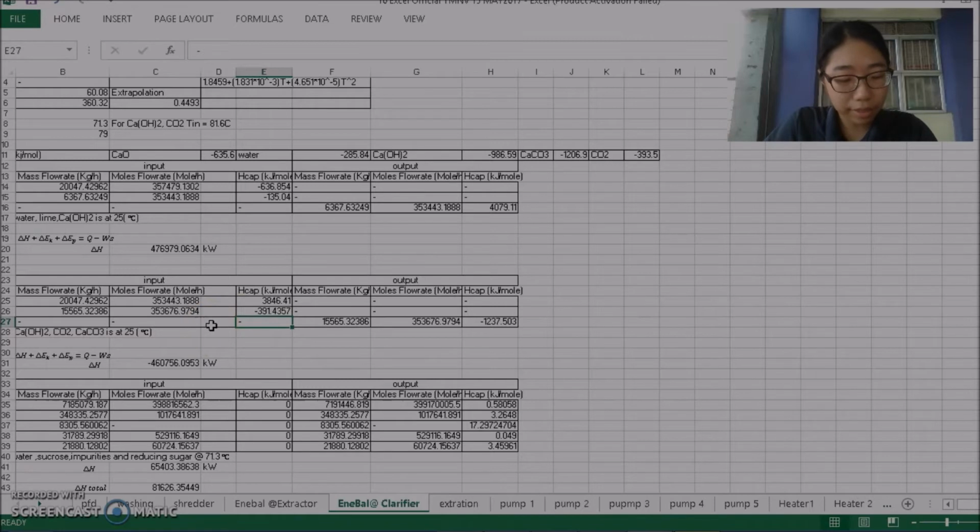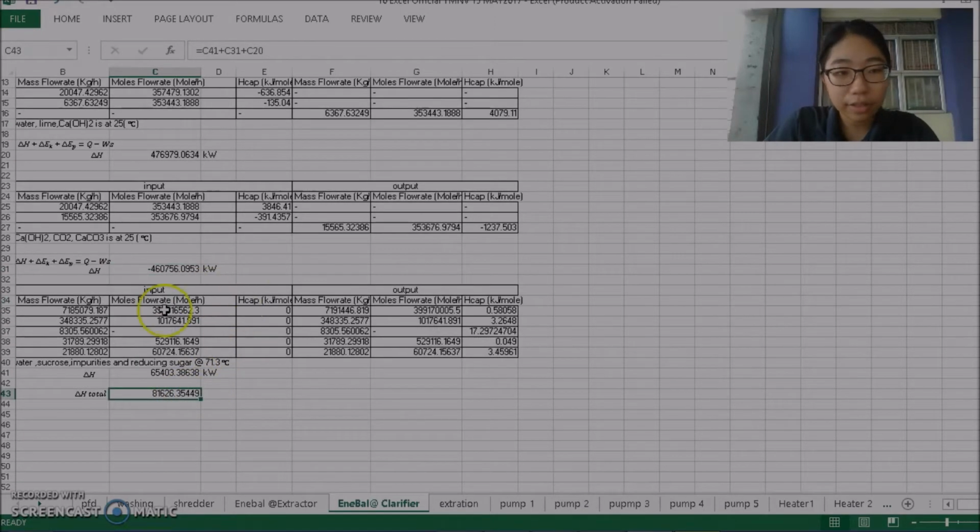The second part is the reactive process, where we use the delta H of formation, the heat of formation method, to do our delta H calculation, and we obtain negative 460,000 kilowatts. The last part is the non-reactive part, where we have 65,000 kilowatts using the integrated CP method to obtain our delta H in the non-reacting process. So, totaling the three parts of the delta H, we have 81,000 kilowatts.